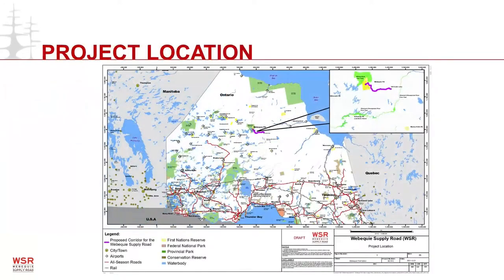This project, the Webequie Supply Road, is a planned all-season road that runs from Webequie First Nation, which is located about 250 kilometers south of Hudson Bay and 250 kilometers west of James Bay. The road runs from the airport in the settlement area of Webequie, to the southeast to the McFalls Lake area, which is also in the Ring of Fire area. So that sets the scene there. We're talking northwestern Ontario.